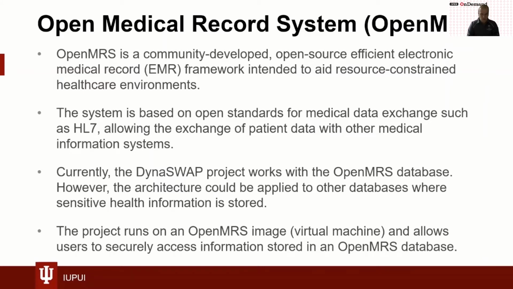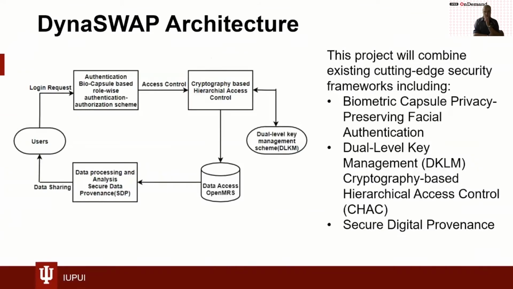The project runs on an OpenMRS image that is a template of a virtual machine with pre-configured security techniques in it that will allow the users to securely access information stored in this database. In order to address our motivation of securing this OpenMRS image and allowing researchers to use it, we add some security components into the image, which researchers can then deploy through the Jetstream tool.